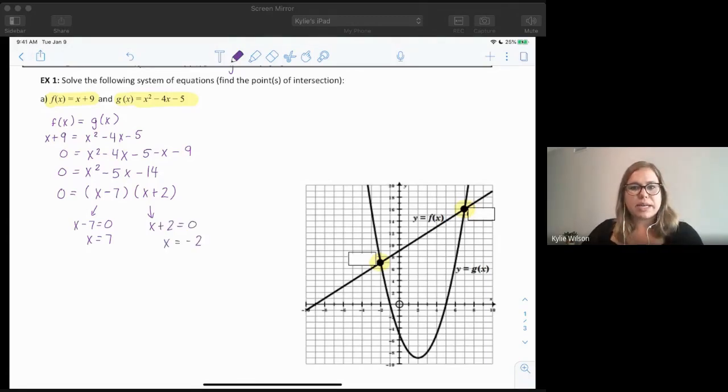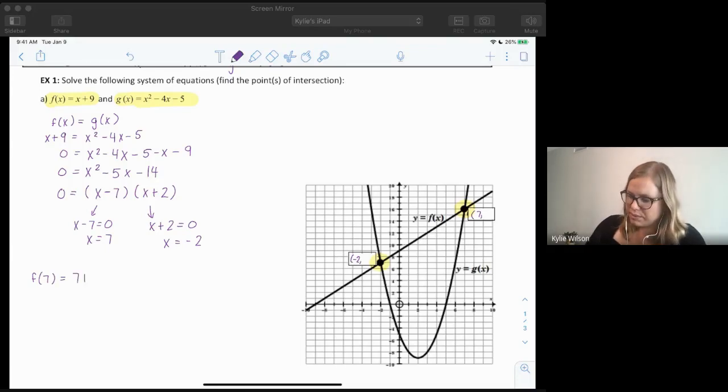And if I look on my graph, which in this case we have a graph, so we're very fortunate, my x value here is at negative 2, and my x value here is at 7, like this. So now we need to find the matching y's. And when we find the matching y's, we can find it using either function, it doesn't matter. I'm going to use f at x because it's a simpler function. So I'm going to find f at 7 to find the matching y.